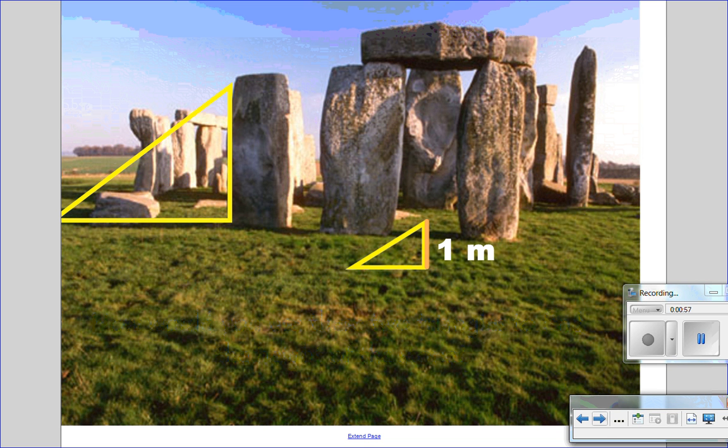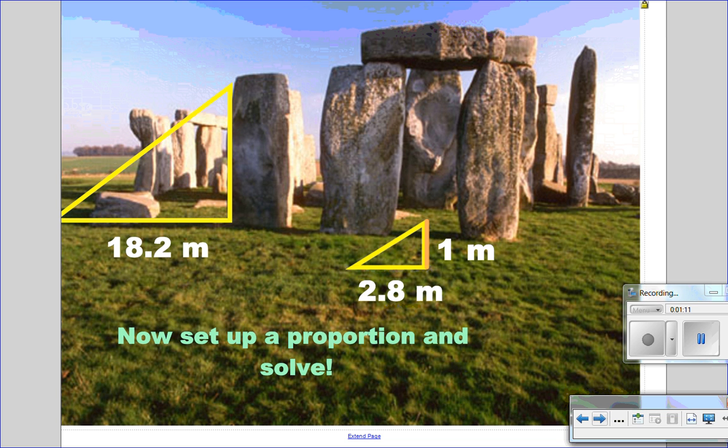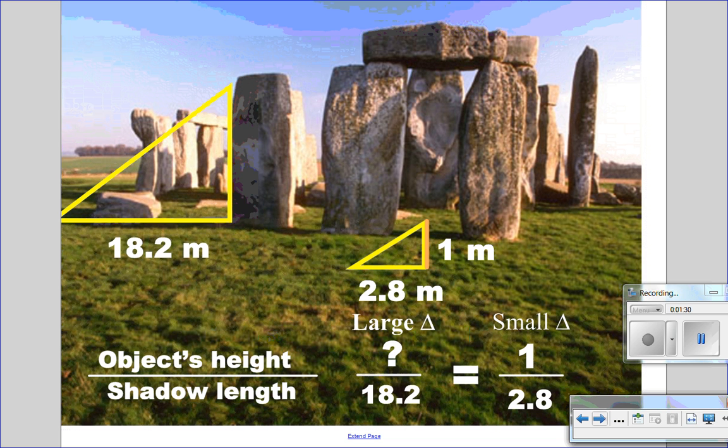Well, if I have a meter stick, I know that the meter stick is 1 meter high. And I can measure the shadow that that meter stick casts, and it casts a shadow that is 2.8 meters long. And then I can go and measure the shadow that the stone casts. And the stone casts a shadow that is 18.2 meters long. And now you can see that we could actually set up a proportion to solve for how tall this stone is. So my proportion would look like this.